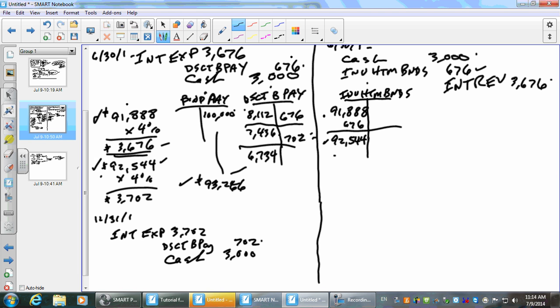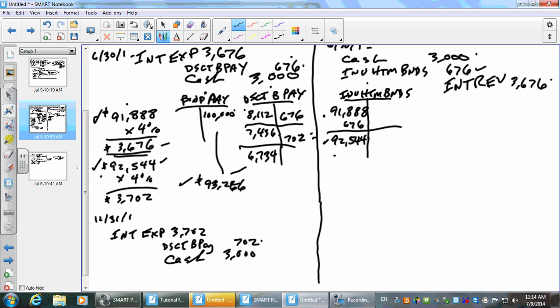What's it going to be? The bond sold for how much? 91,888, and we're paying them back how much? 30,000 of cash interest plus 100,000 face. What's 130,000 less 91,888? How much is that? $38,112. Is that right? Is that the 30,000 interest plus the 8,112 discount? Yes. Everybody agree?